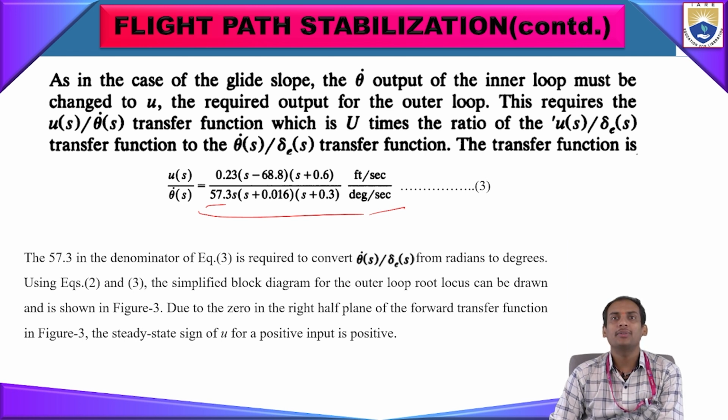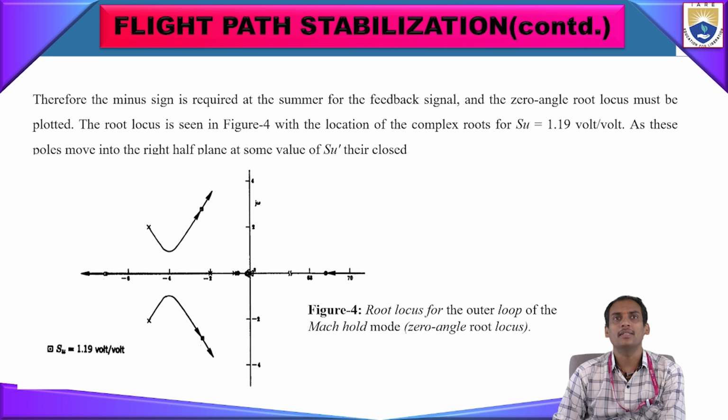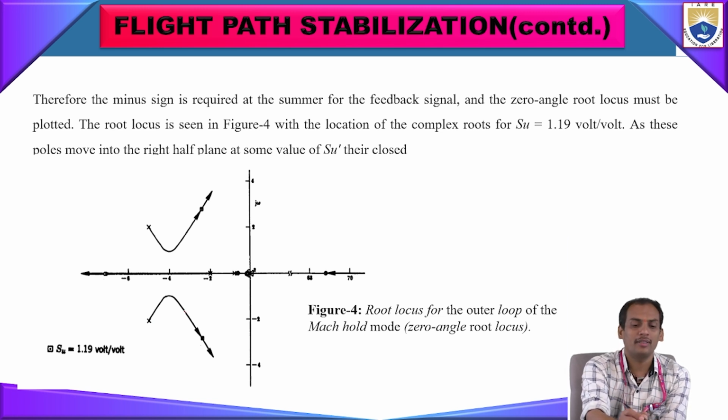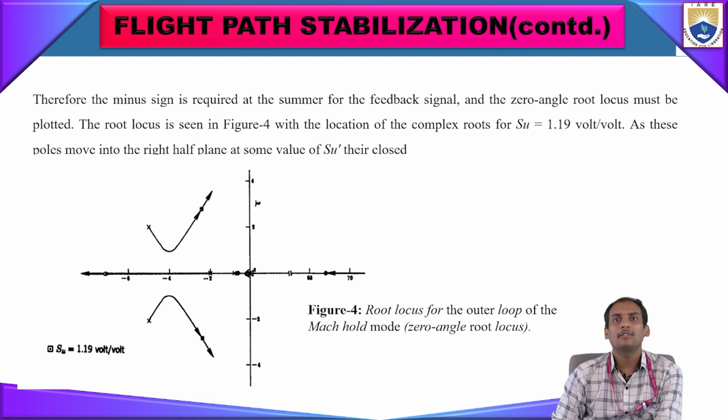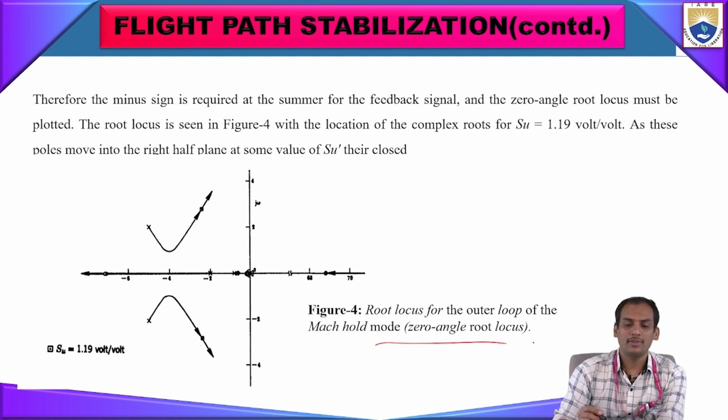Here you see the zero in the right half plane of the forward transfer function, which is given here. Due to that, the steady state sign of u for a positive input is generally a positive value only. Therefore the minus sign is required for summing the feedback signal, and the zero angle root locus has been given here, shown in figure 4. This is the root locus of the outer loop of the Mach-hold mode, the zero angle root locus.